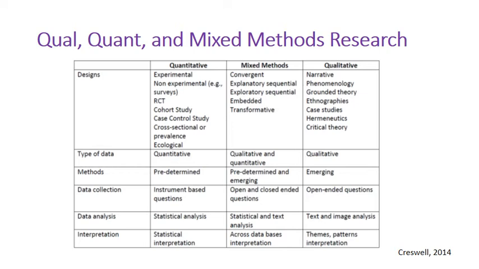For mixed methods, you're going to have predetermined and emerging types of methods, whereas for qualitative, it's going to be emerging. So you're going to be asking open-ended questions, and you may actually end up taking your interview with somebody into a different direction depending on what your participant says. So that's what emerging means, that things may change over time or it's developing over time.